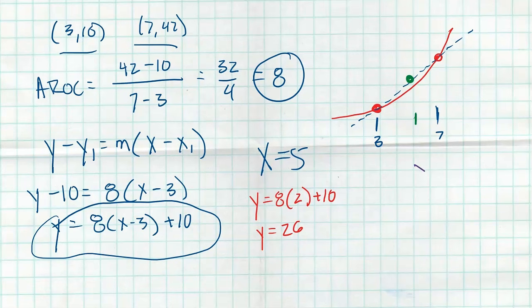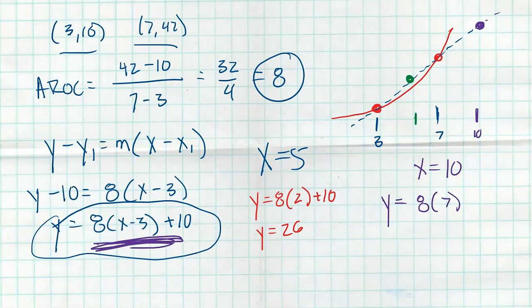Now, if I were to pick a value like 10, right? X value of 10. Now, 10 is over here somewhere, right? 7, 10 would be over here somewhere. So this time, my line is going to be over here. My prediction is going to be right there. Let's actually do it real quick. Y equals, again, I'm using my secant line to make these predictions. 10 minus 3 is 7. 8 times 7 is 56, plus 10 is 66.